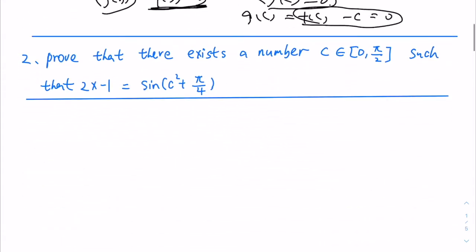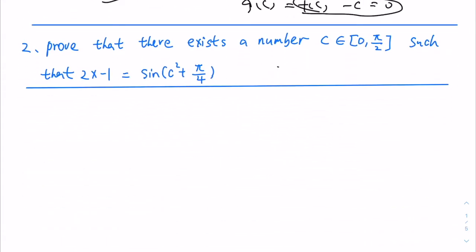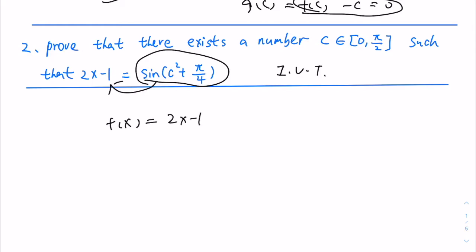And similar for the second problem, we still use the IVT. So for this one, you can just move this side to the other side. And then this function is just 2x minus 1 minus sine of c squared plus pi over 4. And we are trying to show this one is equal to that one. In other words, we are trying to show the left side minus the right side is 0. So in other words, we are trying to show this f of x is 0.